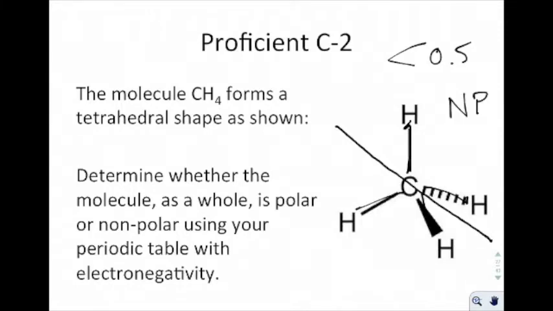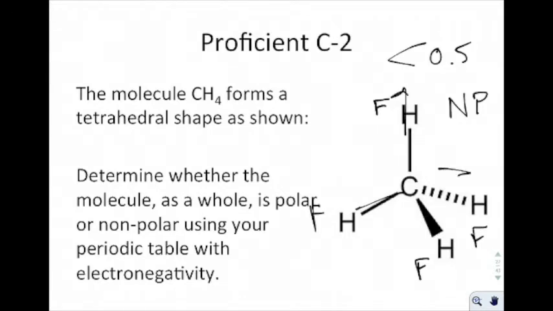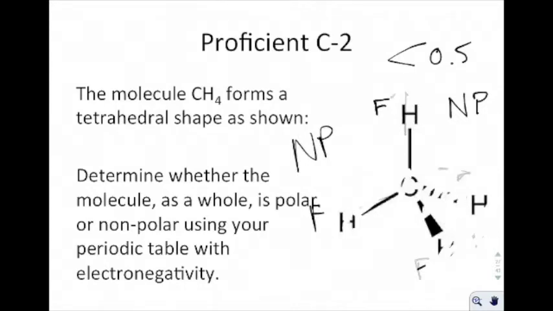It wouldn't matter if this element was fluorine and it was highly polar. Because of the geometry, it's pulling in the same direction, so the molecule as a whole is nonpolar. So in our original example, each bond is nonpolar, and the molecule as a whole is nonpolar. So we can determine that based on the difference in electronegativities and whether we can determine a line of symmetry.